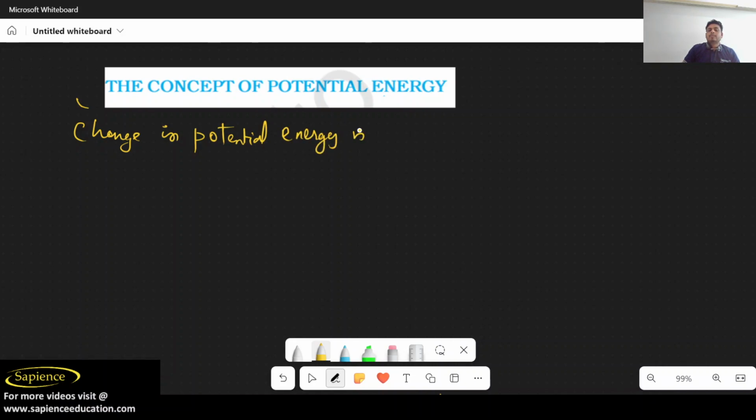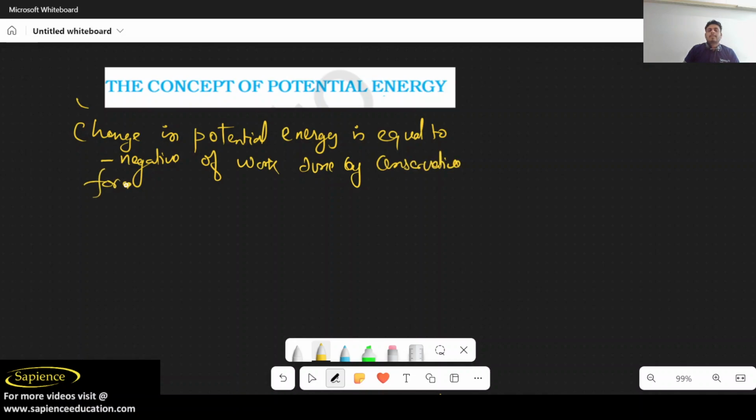The change in potential energy is equal to the negative of work done by conservative force. That is, if I talk about potential energy, then the change in potential energy can be written as the negative of work done by conservative force. Okay, so this is the concept of potential energy.